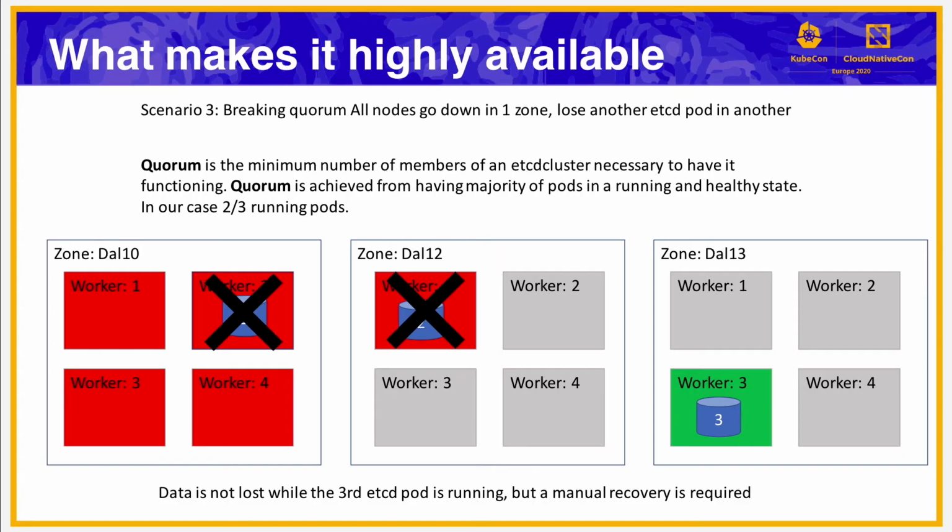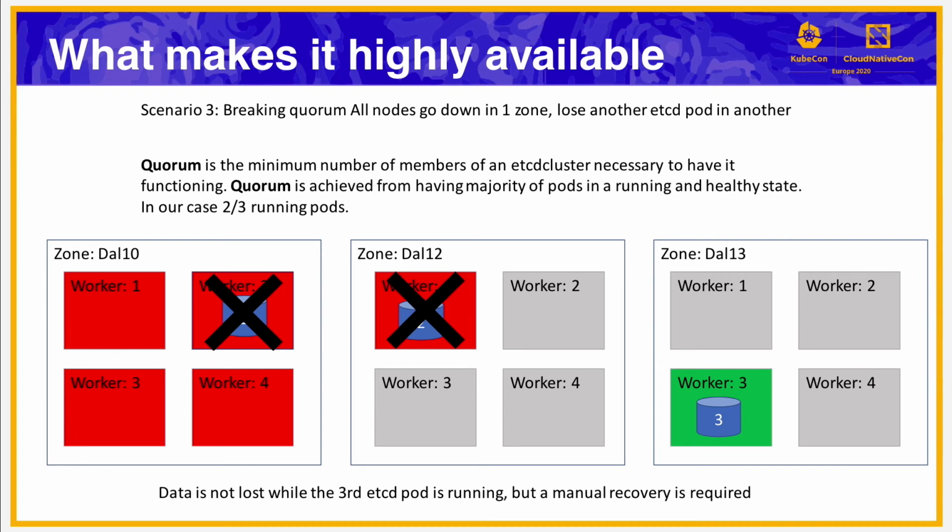For our next scenario, what happens if we break quorum? Quorum is the minimum number of members of an etcd cluster necessary to have it in a functioning state. Quorum is achieved from having a majority of pods in a running and healthy state. In our case, it is 2 of 3 running pods. As you can see in this scenario, we lose all of our nodes in DAL 10 and a node in DAL 12 that has our other etcd pod running on it.